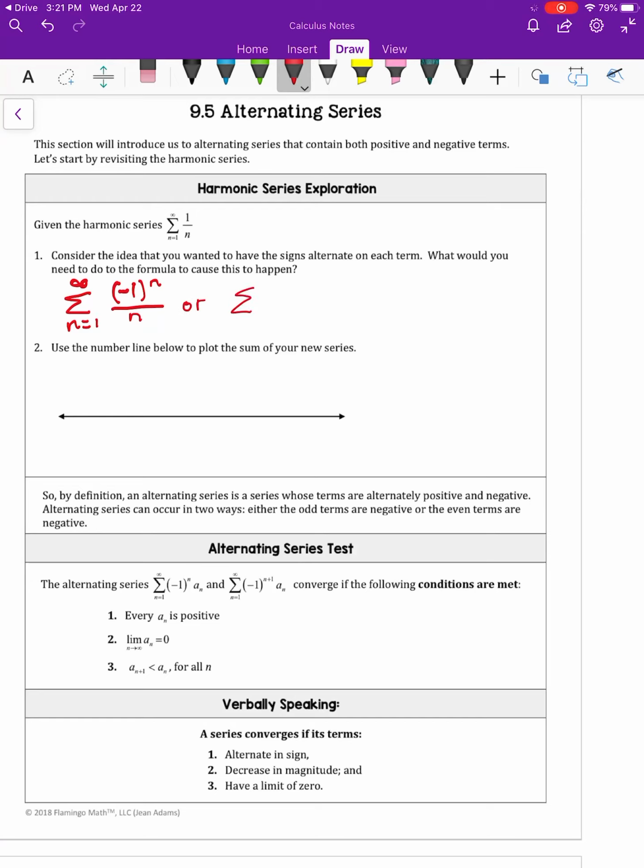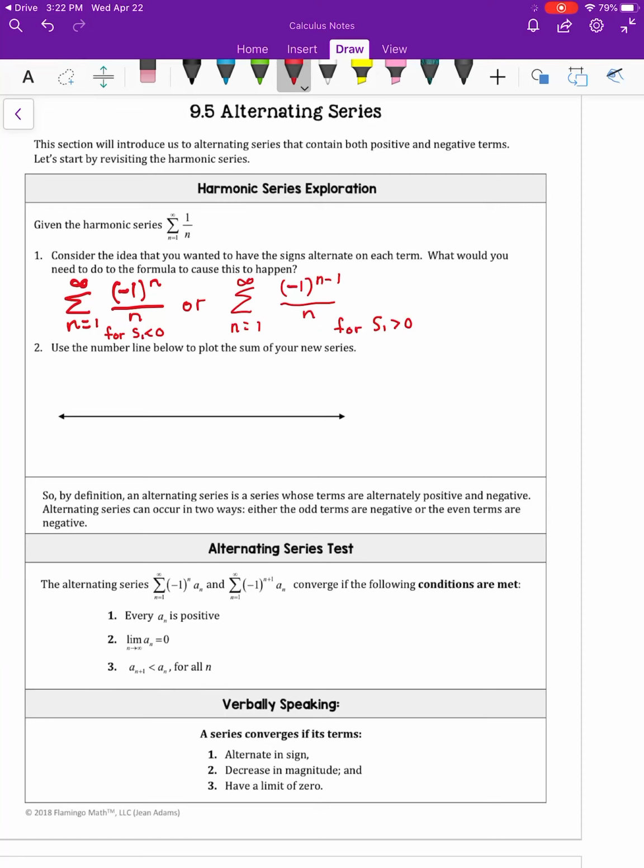I'm sure many of you are thinking what I'm thinking, because you've seen these alternating series and you've seen something like this: negative 1 to the n over n. That negative 1 to the n is what makes it change from negative to positive. You could have also said summation n equals 1 to infinity, negative 1 to the n minus 1 over n. That would also give you an alternating series.